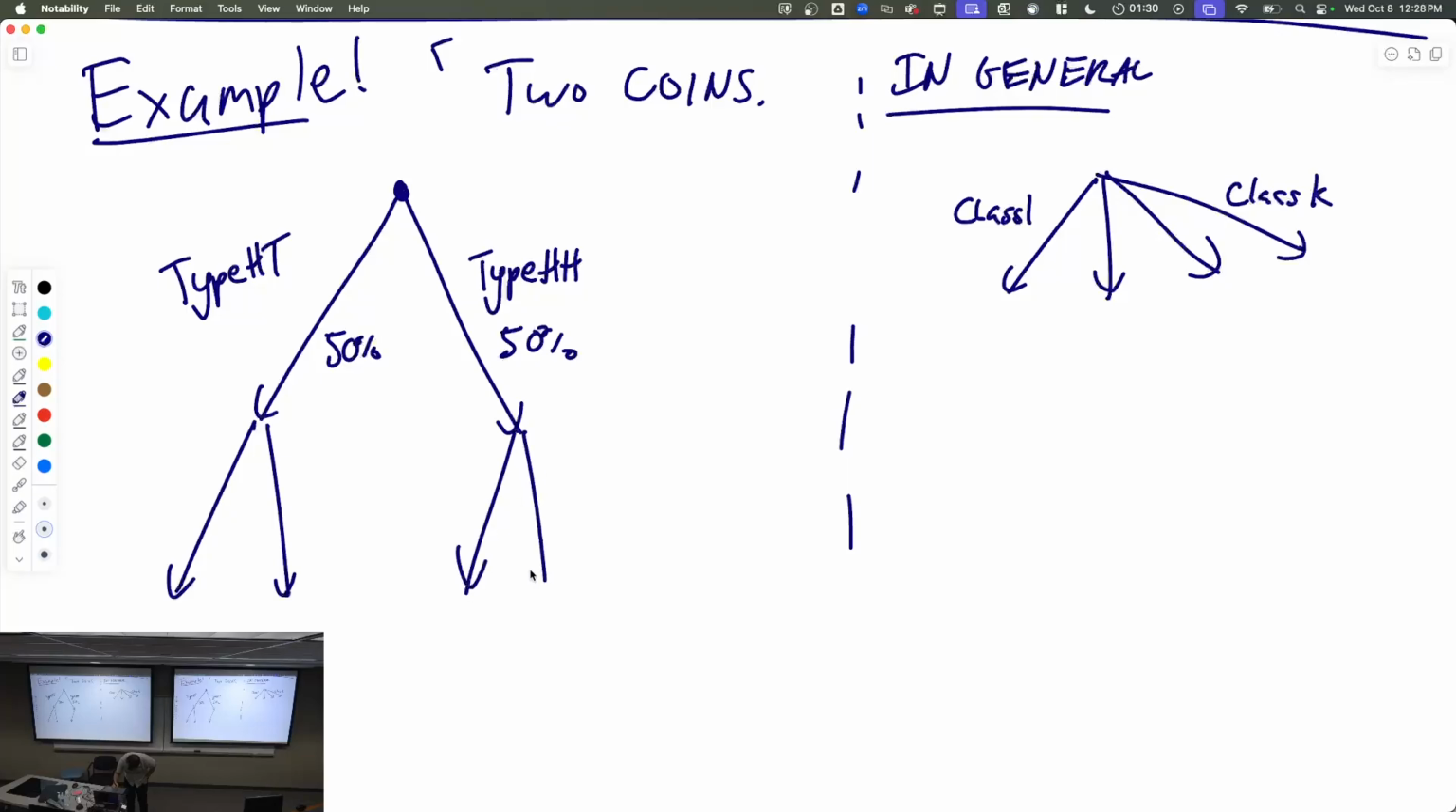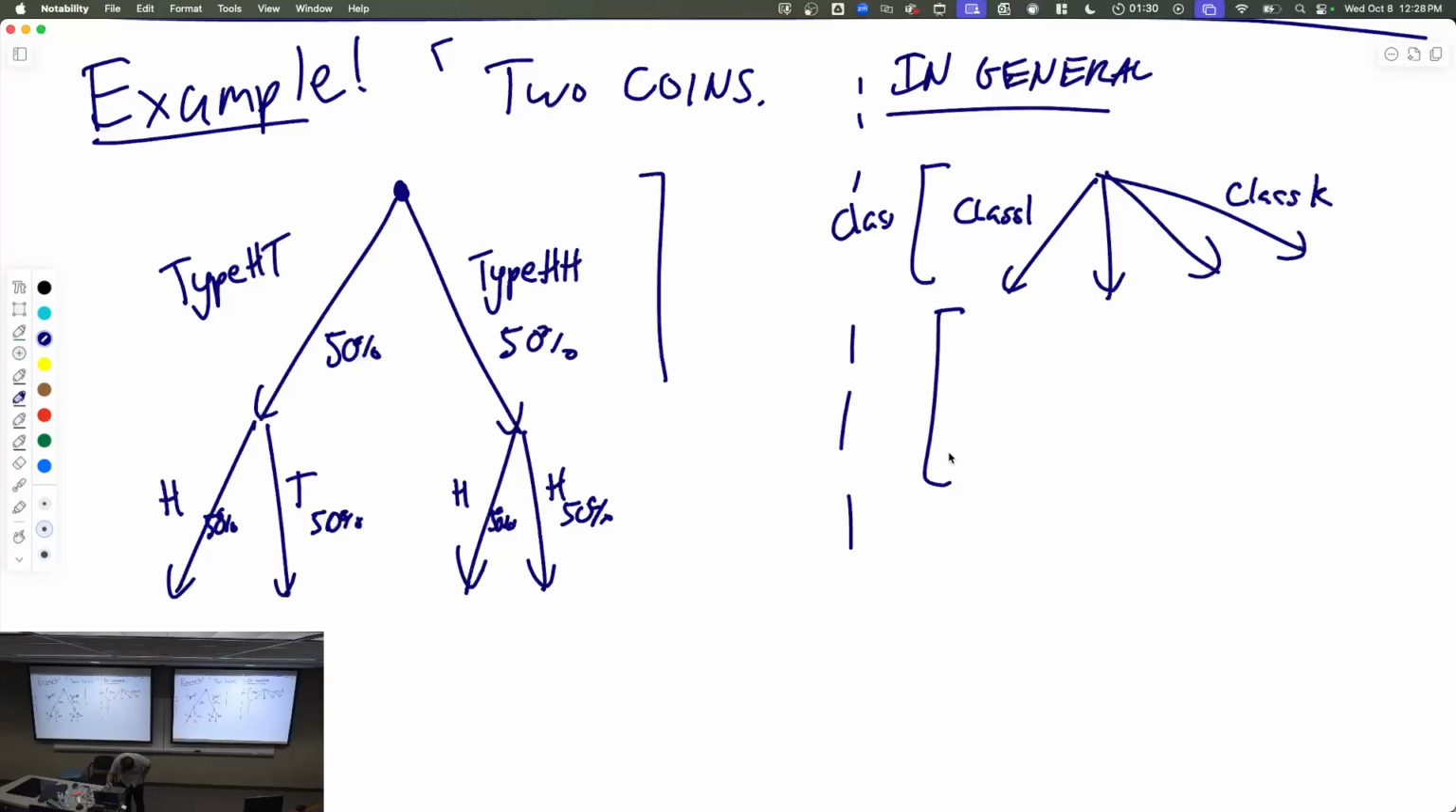And this is an extra layer on the tree. In this case, the type heads tails coin could yield a heads or a tails, each with 50% probability. But the type heads heads coin is a heads or a heads. In general, every class has different observations that come with it, and they have different chances for different things to happen. So this layer is the class layer, and this layer is the observation, or the X layer, of the probability tree.